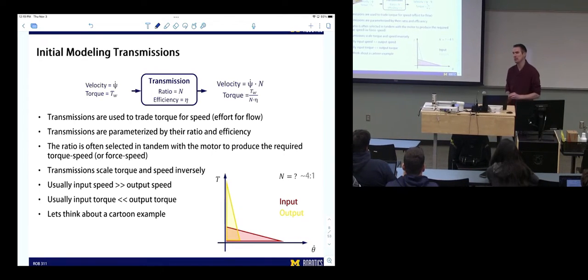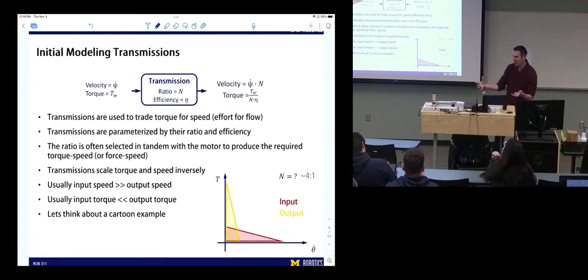We build things that can usually rotate more quickly than they can provide effort. That's just kind of the nature of the electromechanics and geometry of motors, so they run really fast. Same thing with IC engines. So generally, that's one part of it. The other part of it is the world we live in.